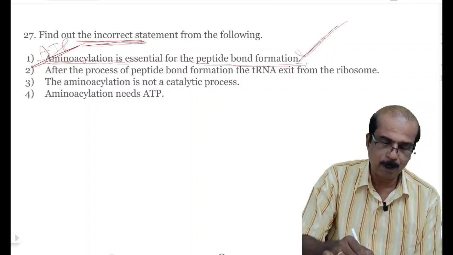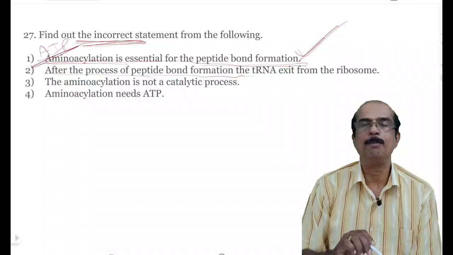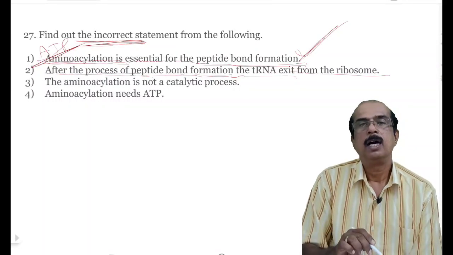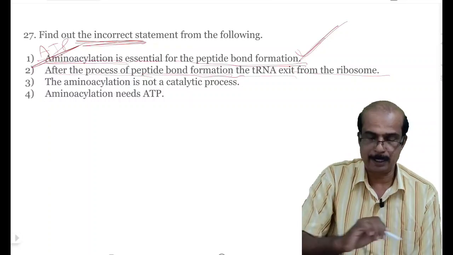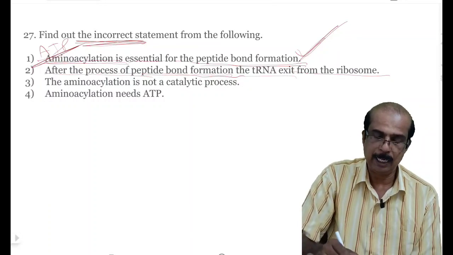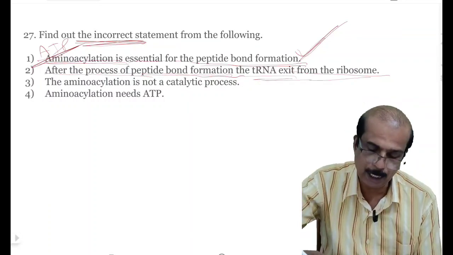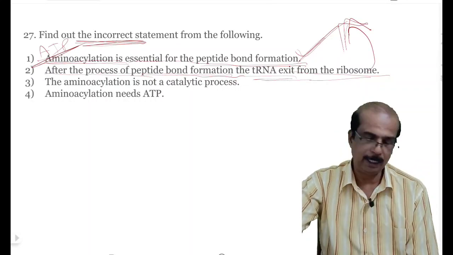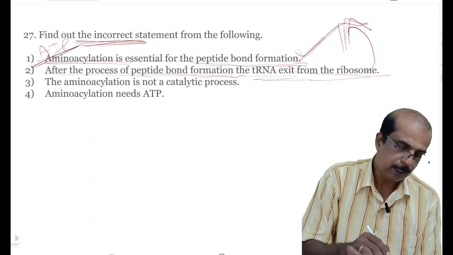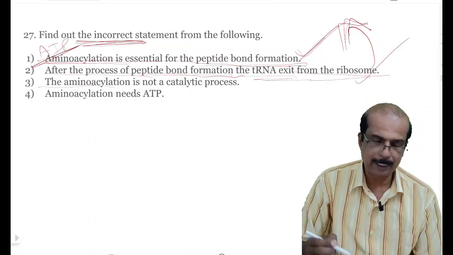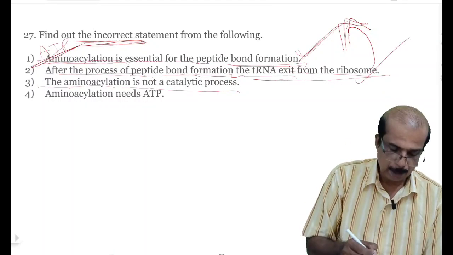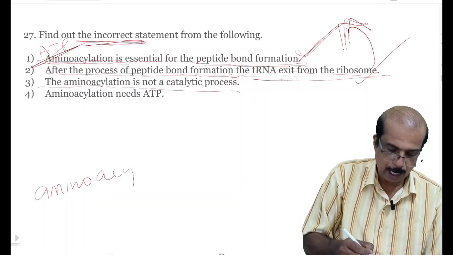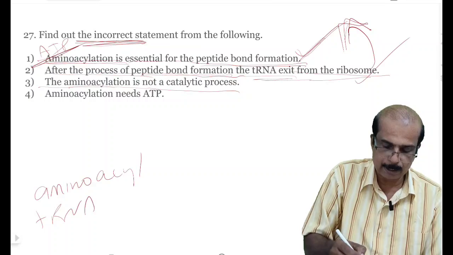After the process of peptide bond formation, the tRNA exits from the ribosome. When the peptide bond is formed, the amino acid is incorporated and the free tRNA exits from the ribosome and goes for charging again. Correct statement. The aminoacylation is not a catalytic process. Aminoacyl tRNA synthetase.